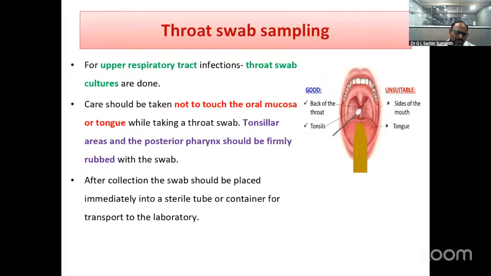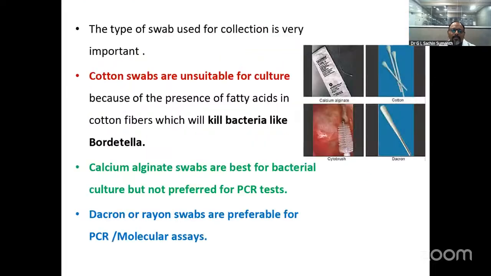Coming to the throat swab sampling, especially for upper respiratory tract infections, care must be taken not to touch the oral mucosa and the tongue while taking the throat swab. The tonsillar areas and posterior pharynx should be firmly rubbed with the swab. After collection, the swab should be placed immediately into a sterile tube or container for transport to the laboratory. The type of swab for the collection is very vital here. We have a lot of swabs: cotton swabs, Dacron swabs, flocked nylon swabs, and calcium alginate swabs.